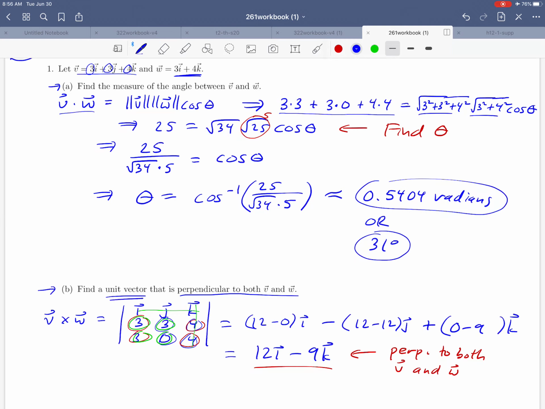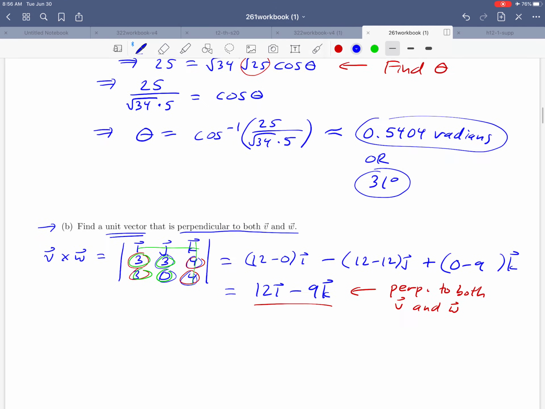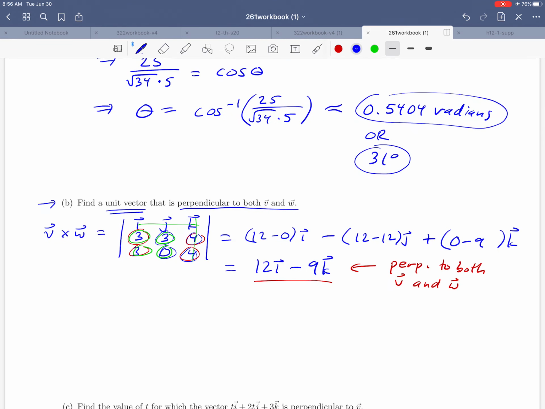Okay, what was a unit vector again? Well, a unit vector is just a vector that has length 1. And you can look at this vector and see that it doesn't have the right length. 12i minus 9k, that's too long. It's not a unit vector. So we need to adjust the length of this vector. So how do we shrink it without changing its direction so that it's a unit vector? We talked about this, I think it was the last section, sometime recently. We can just take this vector and divide it by its length to turn it into a unit vector.